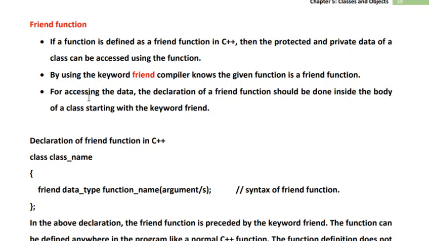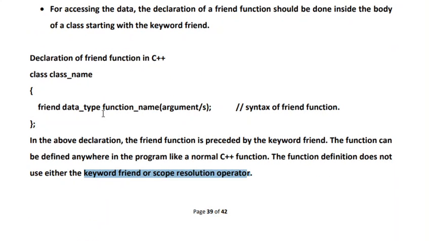So again, I'll repeat it. A friend function is a function that allows access to the public or protected members of a particular class, but you need to ensure that the function is declared inside the class with the keyword friend, so that the compiler knows that it is a friend function and not a member function, right? Okay. Now it can be defined anywhere, but since it's a friend function, you need not use the scope resolution operator or the keyword friend.